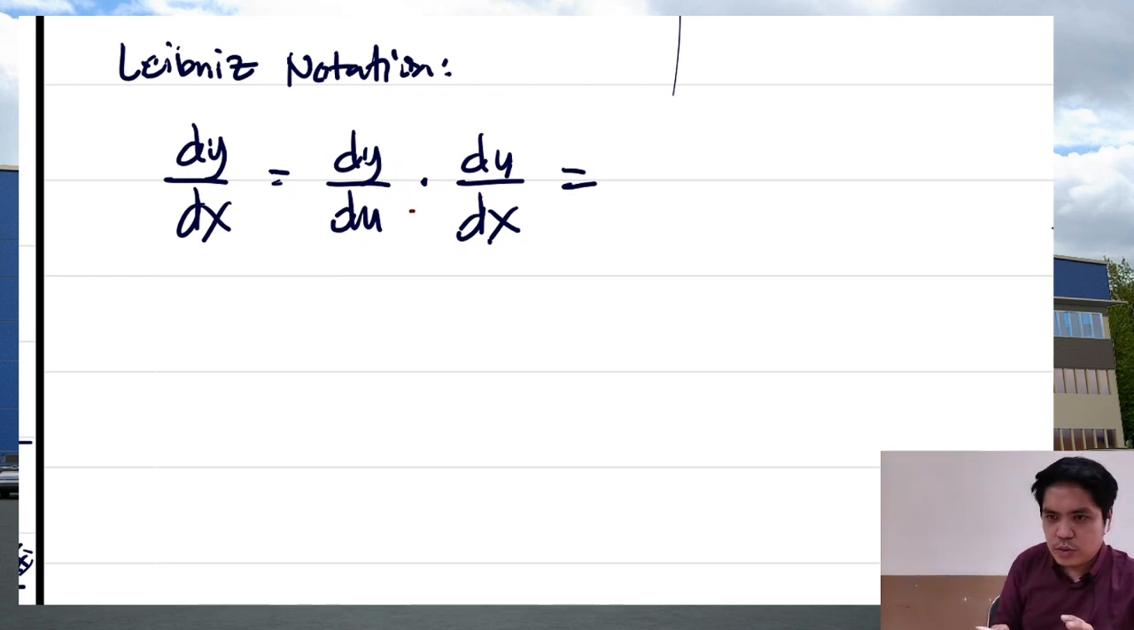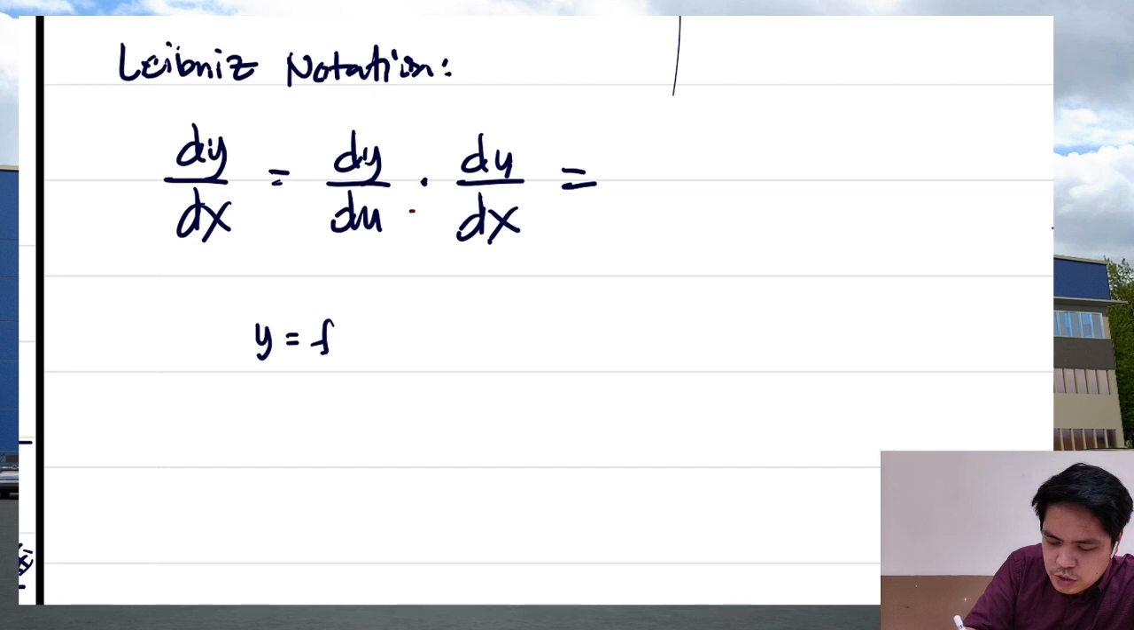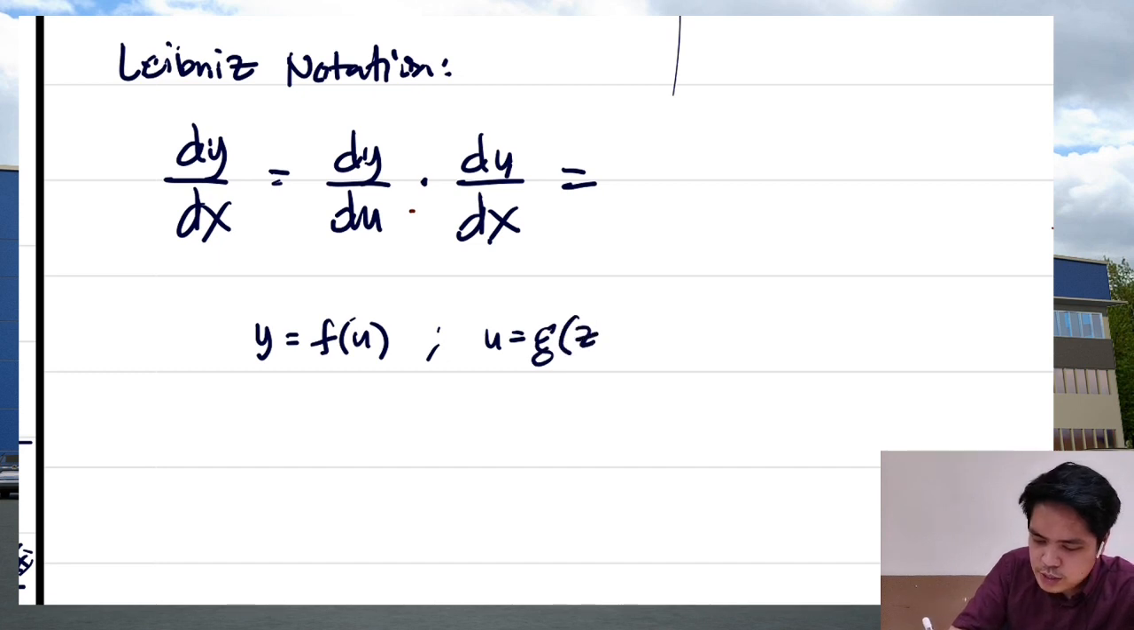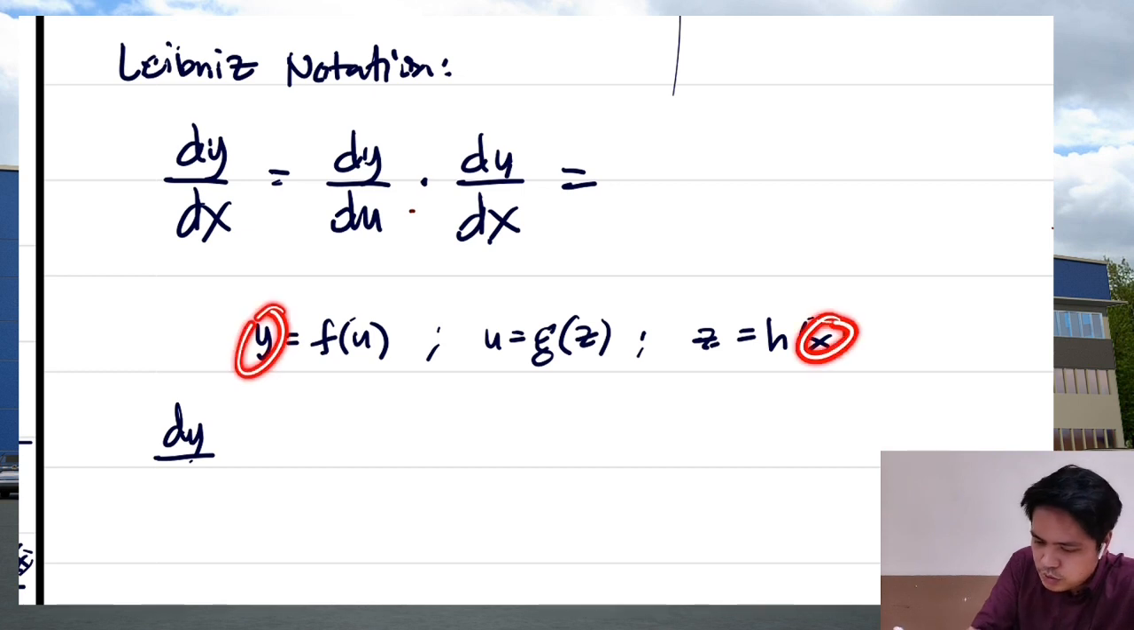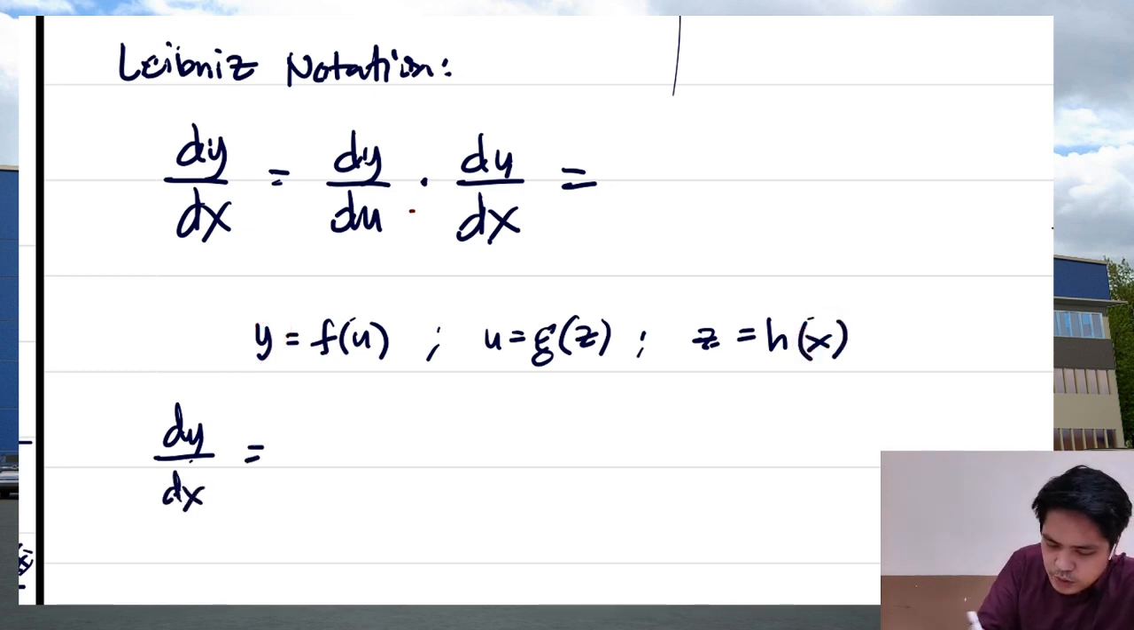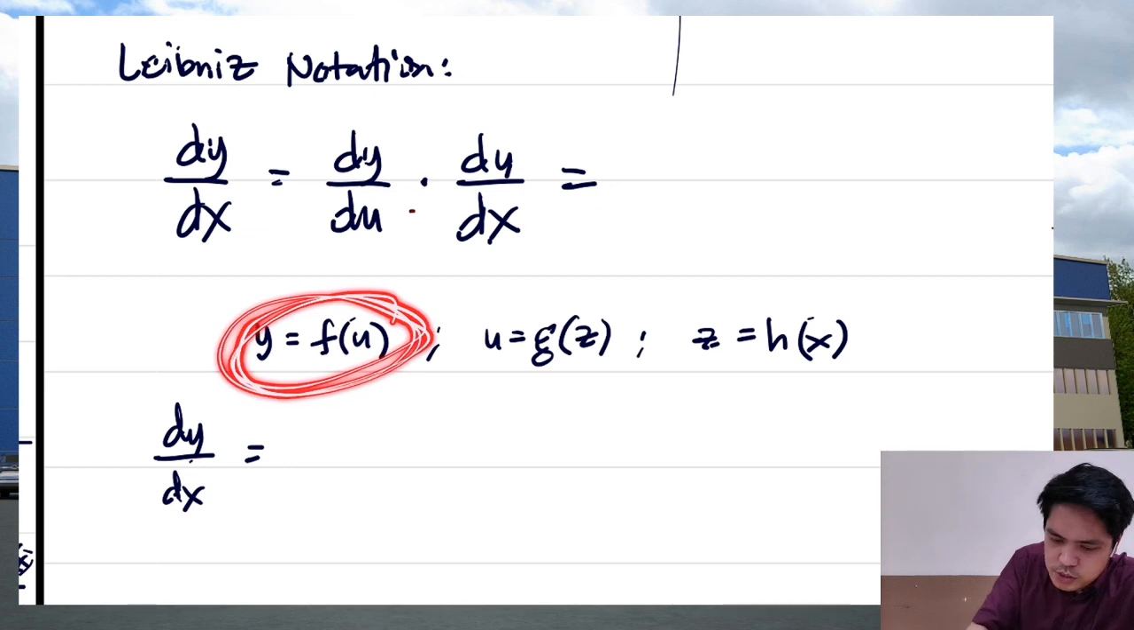But if masyadong complicated pa siyang function, for example, ganito, y is a function of u, and u is a function of z, and z is a function of x. So it's a function within a function within a function. Okay. So yung gagawin lang natin to get the derivative of y with respect to x is just get the derivative of this first.